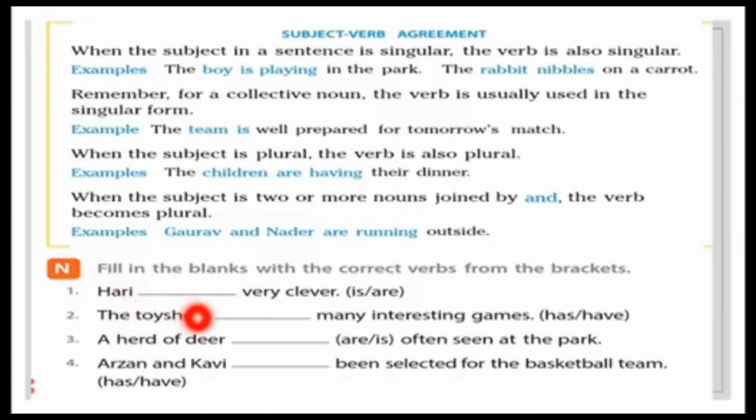It is more than one, right? So which we have to use for more than one, two or more nouns joined by the word and. So what we have to use over there? The verb should be a plural. Arzan and Kavi. Then has or have. For plural we have to use have. Have been selected for the basketball team. Dear children, there is one more rule when we are using this in the subject.